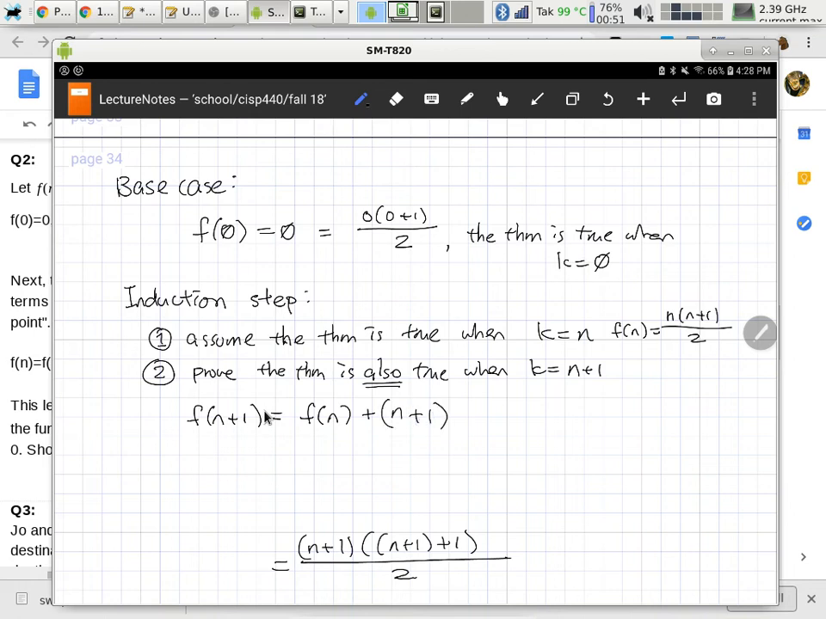Is that okay? So this is because of the recursive definition. All right, well, how is that going to help me? Well, based on the assumption of step 1, we can rewrite f of n as n times n plus 1, the whole thing divided by 2, and then we just add n plus 1 here. And this one is because of the induction assumption.